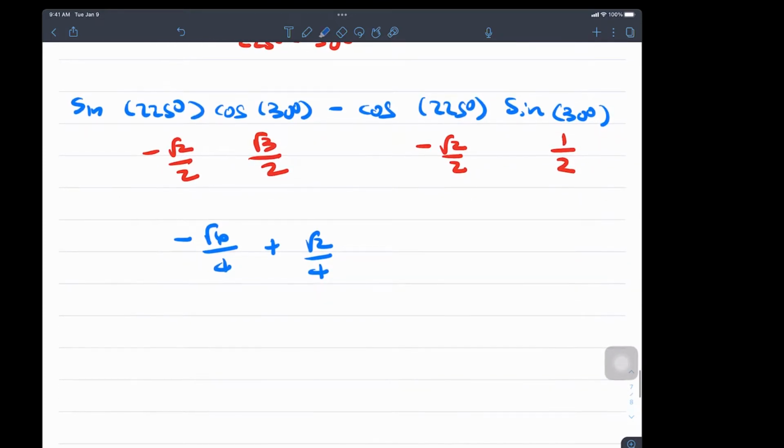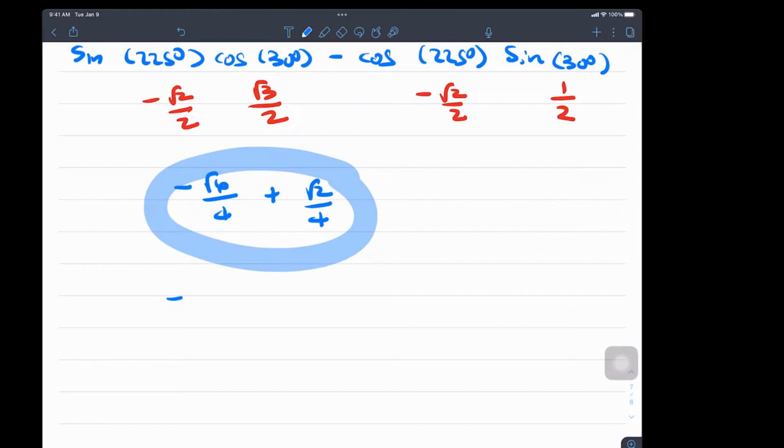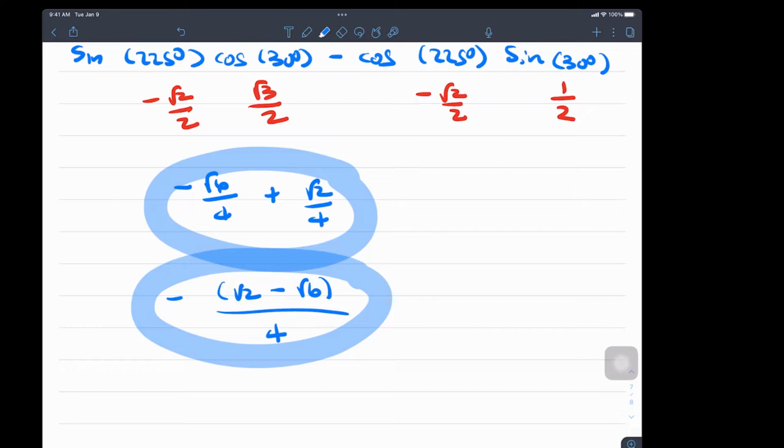Again, if you have this here, that's fine. You can factor out a minus 1/4. So you get square root of 2 minus square root of 6 here over 4. You just switch the terms if you want to factor out that minus 1/4 and write that leading term as positive. So there you go, ladies and gentlemen. There it is.